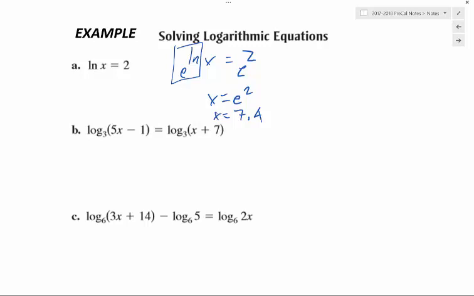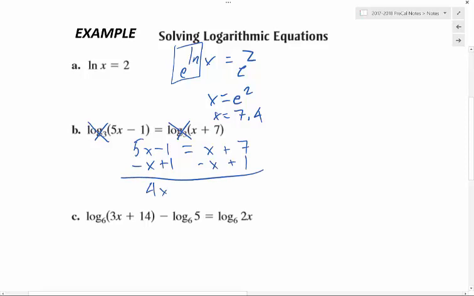On the next one, I have a 1-to-1 example. Because they're log base 3 and log base 3, I can drop these and just solve. 5x minus 1 equals x plus 7. Subtract x, add 1, 4x equals 8, divide by 4 and x equals 2.